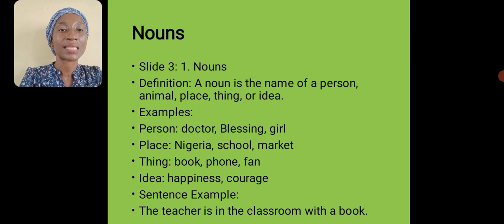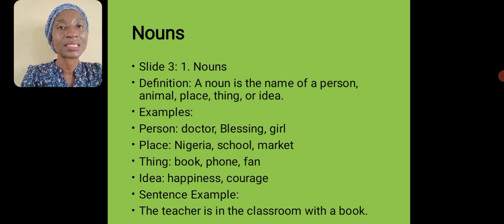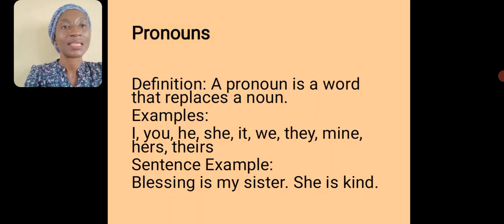Then let's look at a sentence that shows the use of nouns. The teacher is in the classroom with a book. Teacher is a noun because it is the name of a person. Classroom is the name of a place, therefore it is a noun. Book is the name of a thing, so it is also a noun.